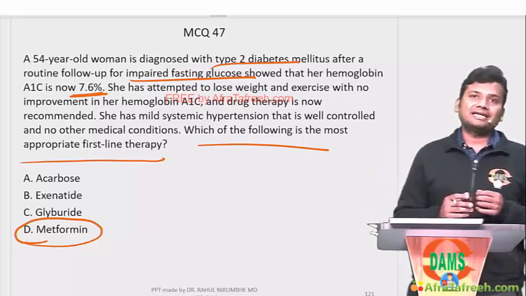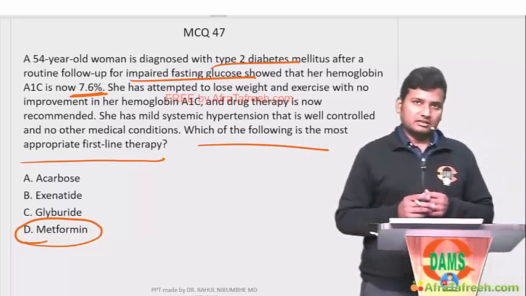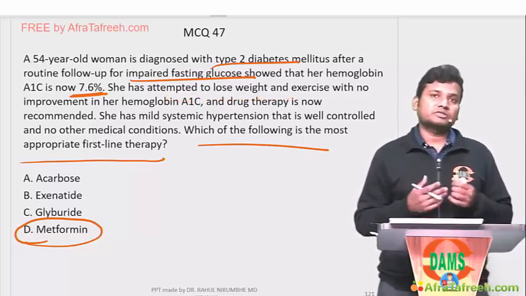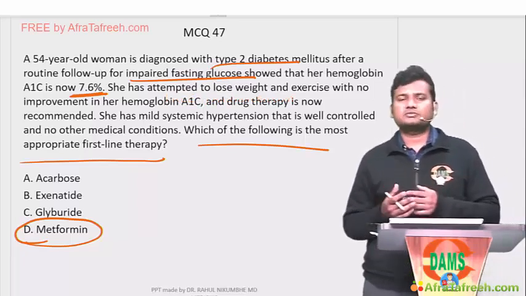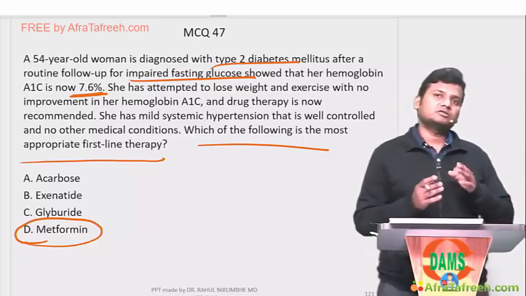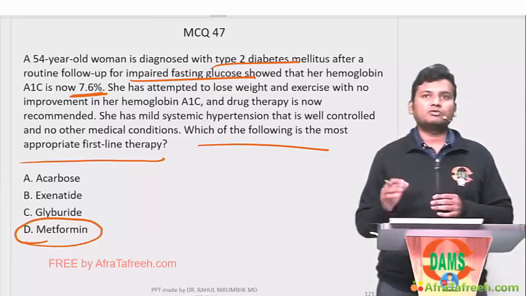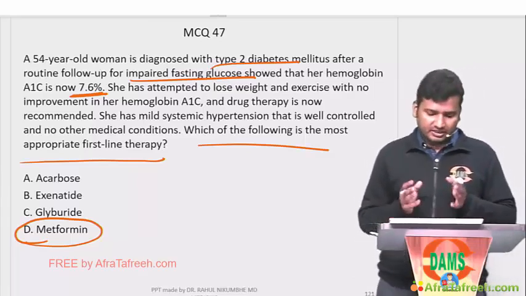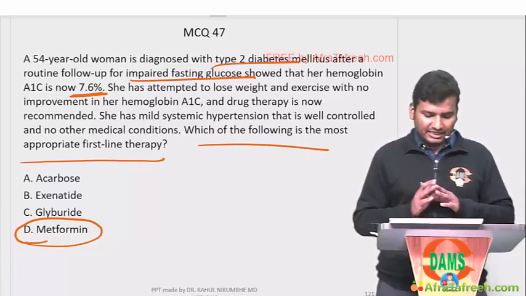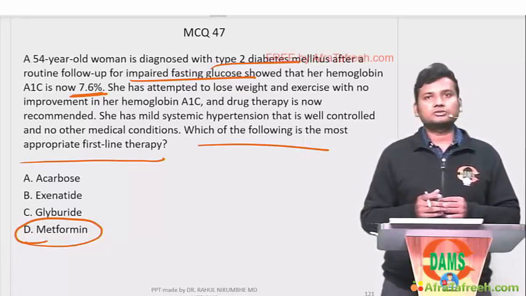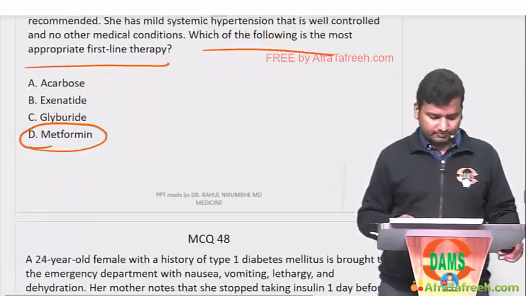Next, if the patient has any acidosis, or if the patient is admitted to hospital because of some infection, because of some stress, because of some surgery, because of any case, if the patient is hospitalized, then we have to give insulin. These are the contraindications for metformin. Here the patient does not have any contraindication for metformin, so the best drug to start with is metformin.